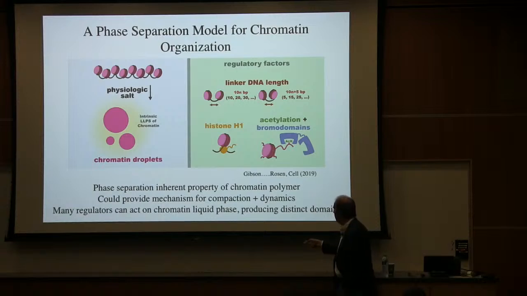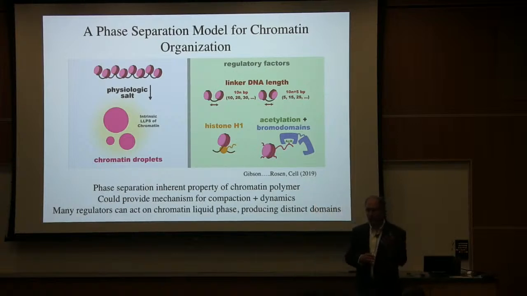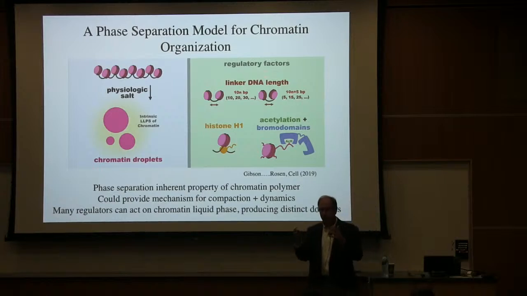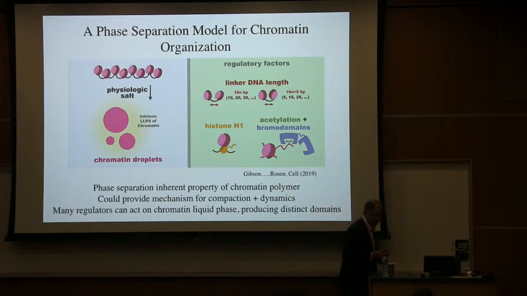And so, the chromatin regulators can act on this liquid phase, and one of the things they can do is produce distinct domains. And so what we think is that this intrinsic property of chromatin could then, as sort of a basis set of interactions that biology will then act on through all of these different regulatory factors, give the various chromatin structures and chromatin functions in cells.